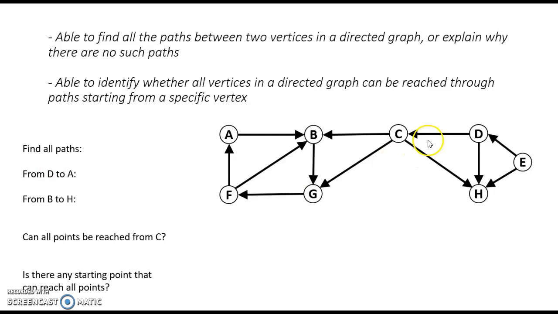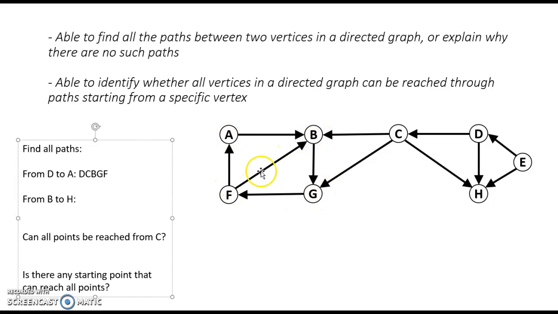So let's say we're starting at D over here, and we're going to A, and we want to find all the different paths. So looking at D, notice we cannot go to E, but we could go to either C or H. Let's start off with going the path with C. Once we're at C, we could go to either B or G. Let's choose B here. From B, we really only have one option, and that would be G. And from G, we only have one option, that would be F. From F, we could go to B or to A.